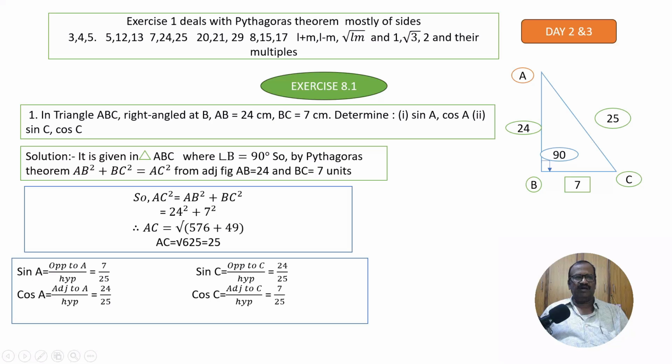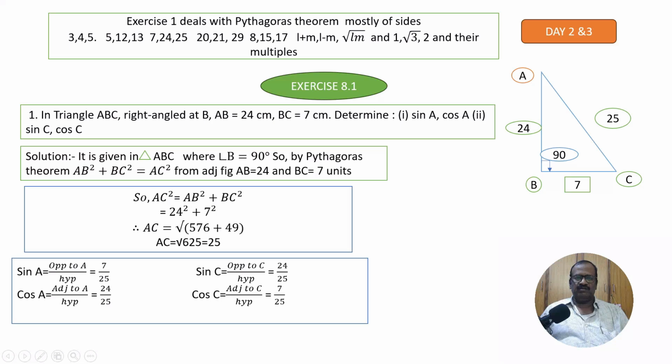Similarly, the second one, sin C and cos C. Here I am writing sin C means opposite to C by hypotenuse. What is the value? C opposite is 24, hypotenuse 25. Cos C means adjacent to C. Adjacent to C is 7 and hypotenuse 25. So that is the problem.